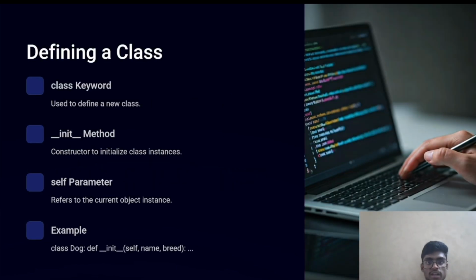Now, how do we define a class? The class keyword is used to define a new class. The init method is the constructor used to initialize class instances. The self parameter refers to the current object instance. Example: class Dog. Dog is a class. def __init__(self, name, breed).